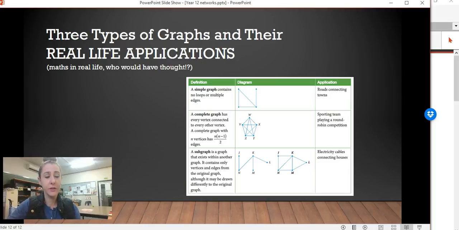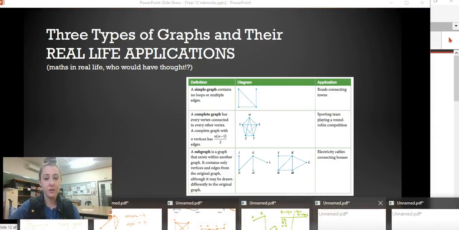So let's work through some of these questions, because what the exam questions might do is ask you to represent it in the type of graph that would be used to display the information. So if they give you a bunch of sporting teams, they're going to say, which graph would you use to complete this kind of application? So let's go through and look at some.